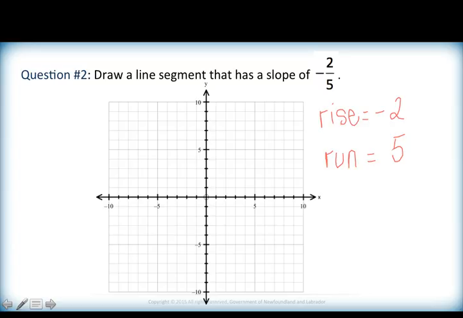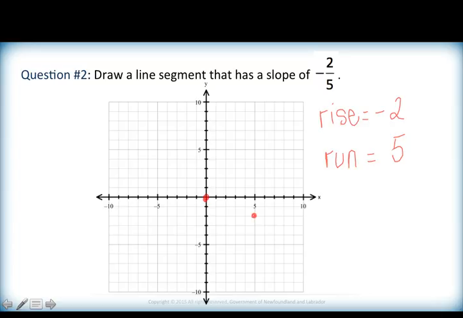And I'm just going to start off at 0 and 0 here, and I'm going to make a point. So what I have to do, I have to go rise. So instead of going up 2 units, I'm going to go down. So 1, 2, and I'm going to go right 5. So 1, 2, 3, 4, 5. So this is my first point right here.